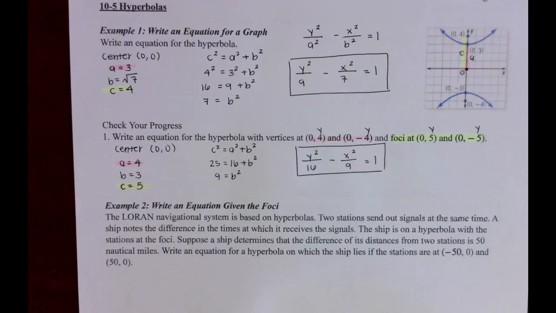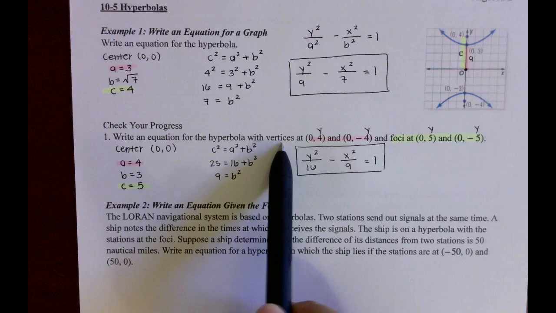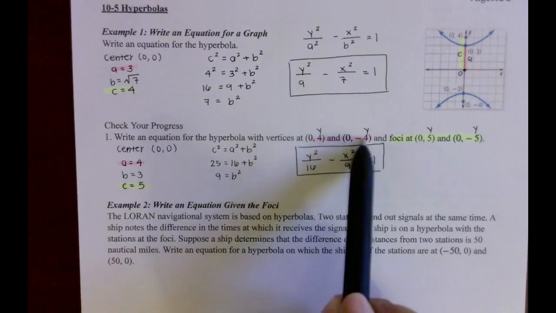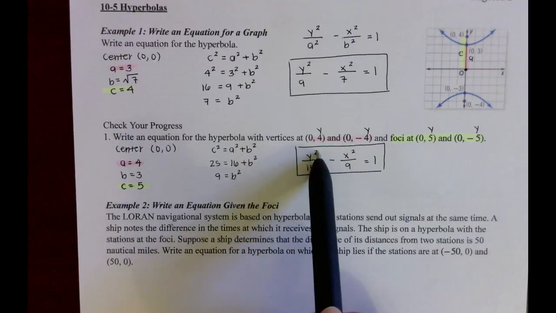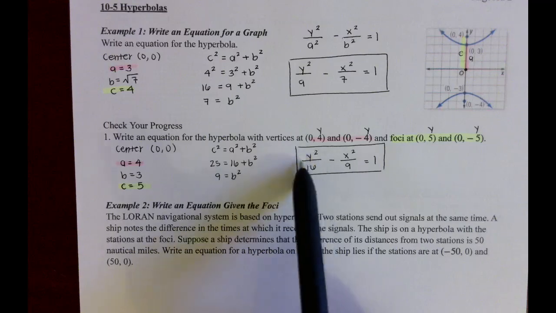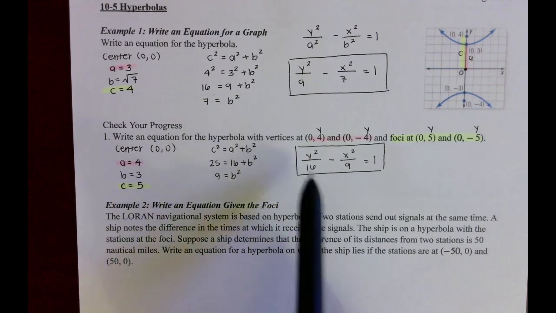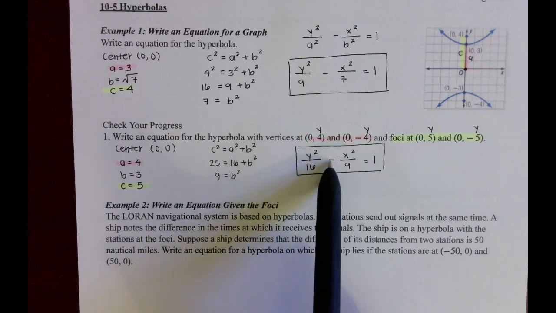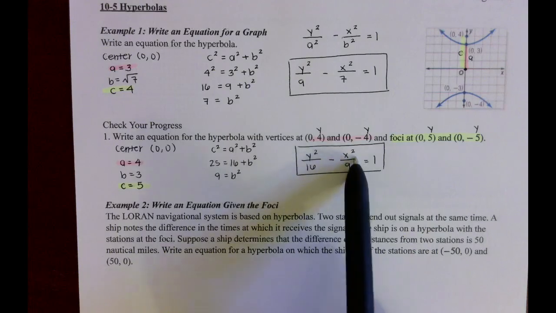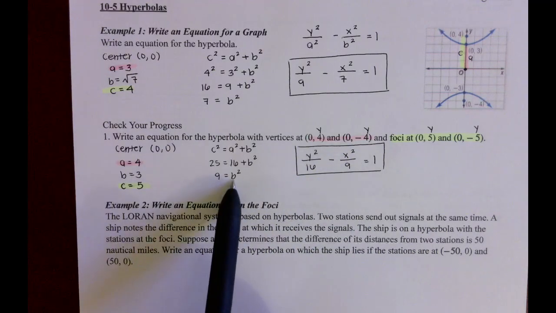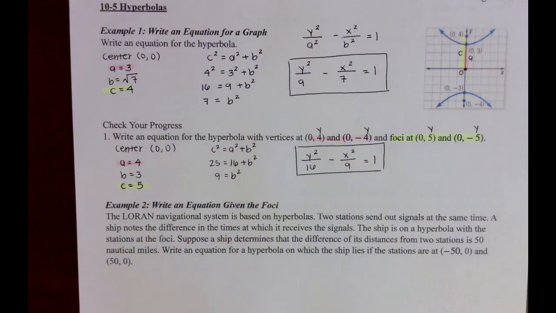So again, since vertices are here with the change of y, that means y squared comes first with A squared, so that's why it's y squared over A is 4, so 4 squared is 16, minus x squared over b squared, and b squared is 9, equals 1. There you go.